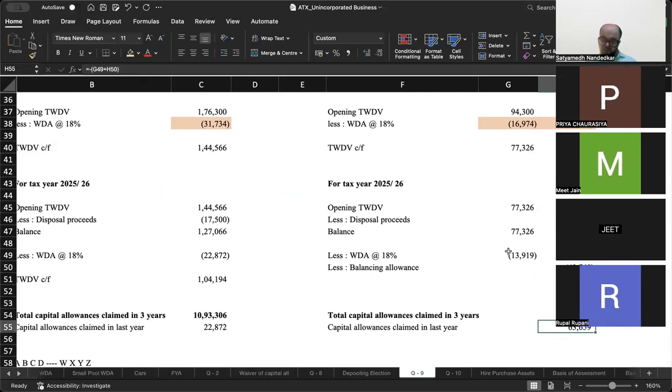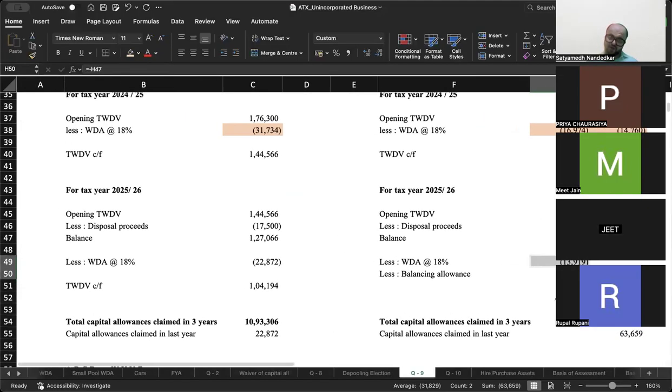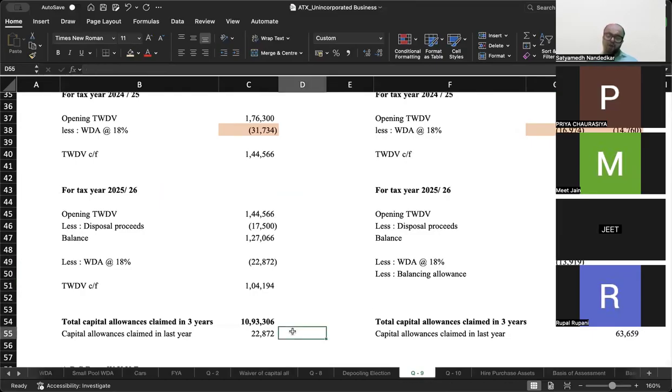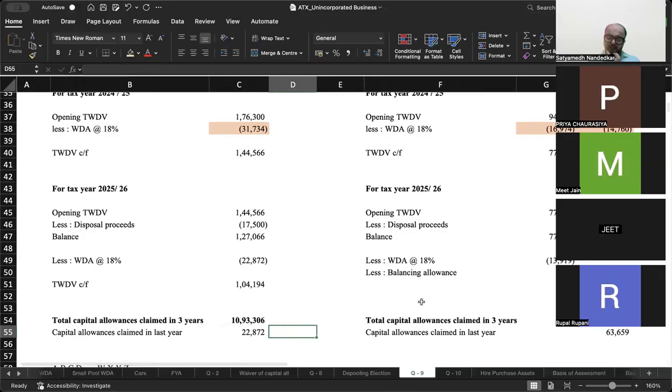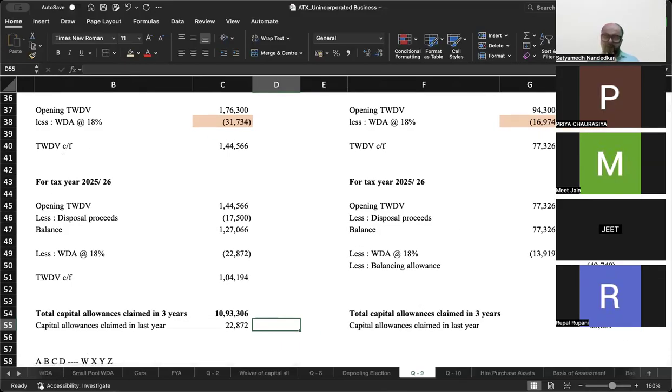and the total capital allowance claimed in the last year is 63,659. ये कहाँ से आया? 13,949 plus this. ठीक है. Total capital allowance claimed is 63,659. Whereas in the first case, without the depooling election, you were claiming 22,872. ठीक है.